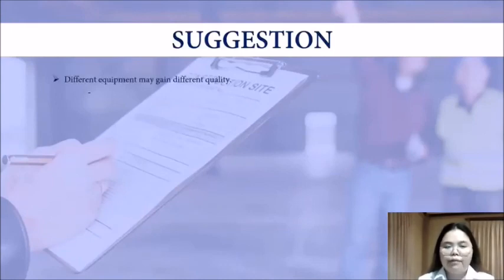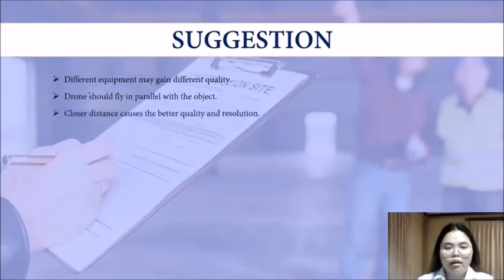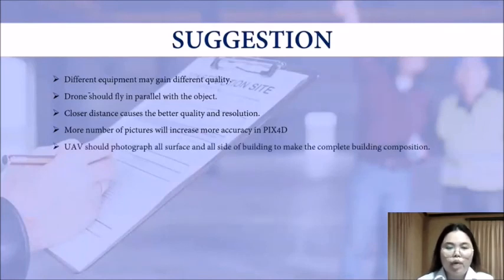Suggestions: different equipment may gain different quality. The drone should fly parallel to the object. A closer distance causes better quality in resolution. A greater number of pictures will increase accuracy in Pic4D. The UAV should photograph all surfaces and all sides of the building to make a complete building composition.